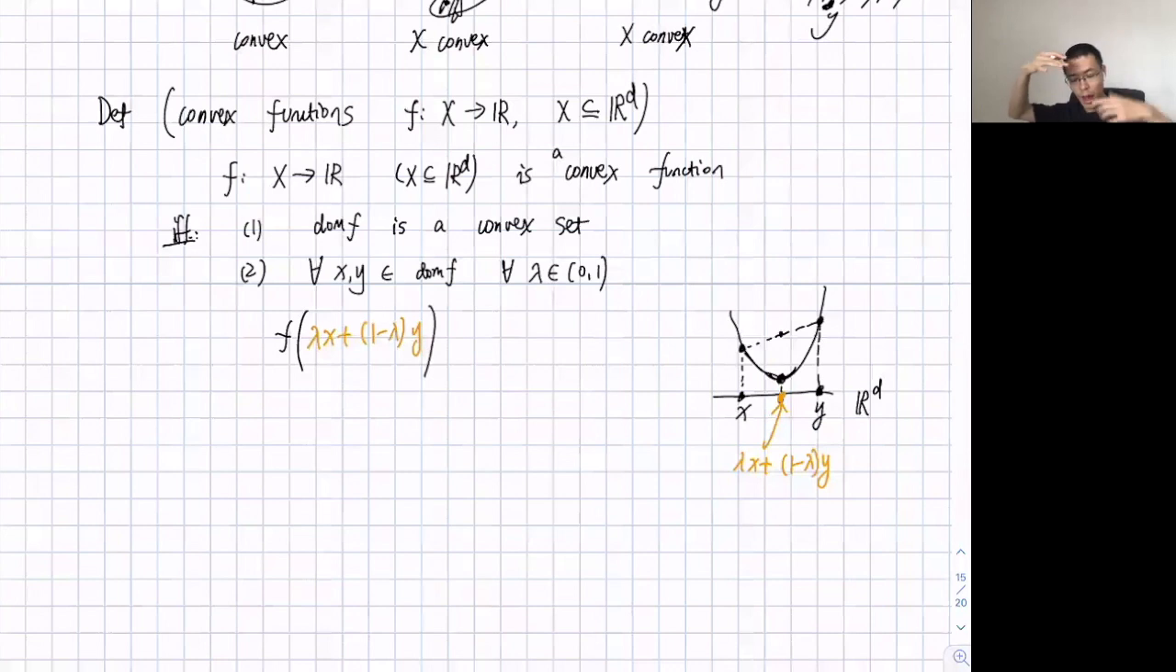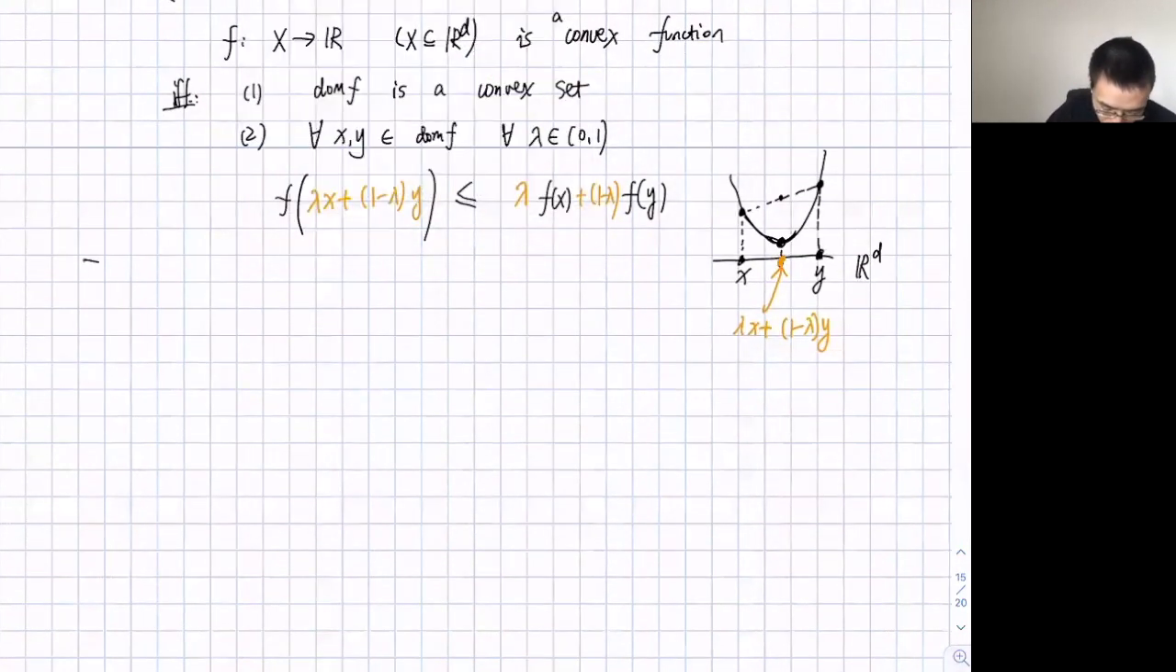So the average of the input, when you feed it into the function, gives you a value that should be less than or equal to, okay, the average. So I would first compute the function values, and then I take the average. So if you first compute the average of an input and then compute the function value, that should be less than or equal to first computing the function values and then taking the average. If you satisfy these two conditions, then it's a convex function.